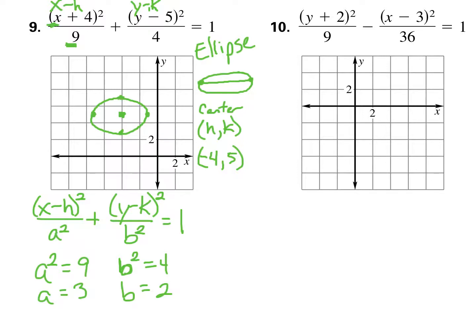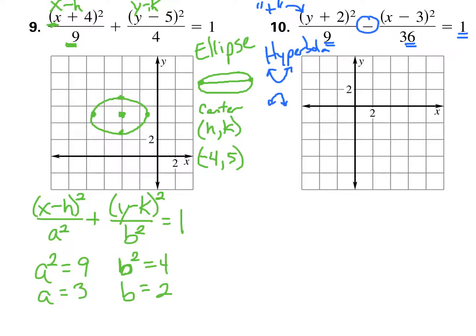Now moving on to number 10. It looks very similar. It's been set equal to 1. Okay. We have denominators. The only difference really is that we have a minus sign in between, and this indicates that we have a hyperbola. Okay, so we have a hyperbola, and because the y term is positive, that means that we are going to have the branches of the hyperbola opening up and down.